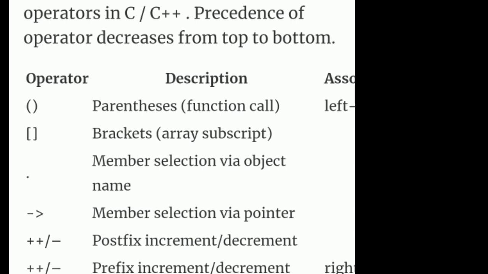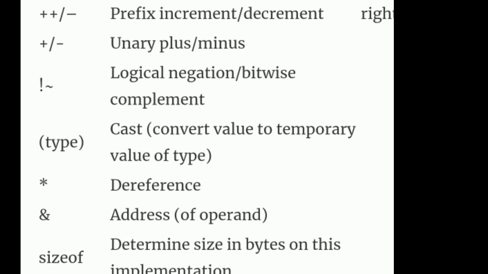If A is equal to 0 and B is equal to 1: A and B equal to 0, A or B equal to 1, A cap B is equal to 1. If A is equal to 1 and B is equal to 1: A and B equal to 1, A or B equal to 1, A cap B is equal to 0.